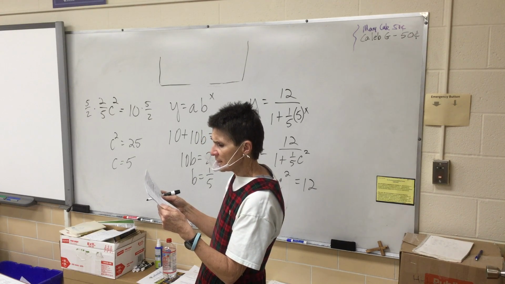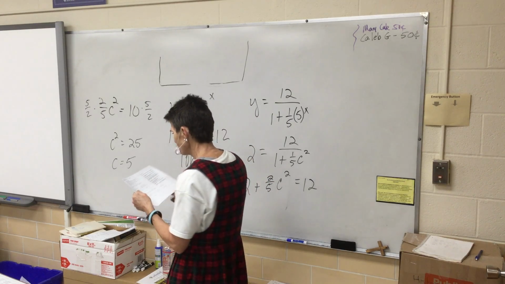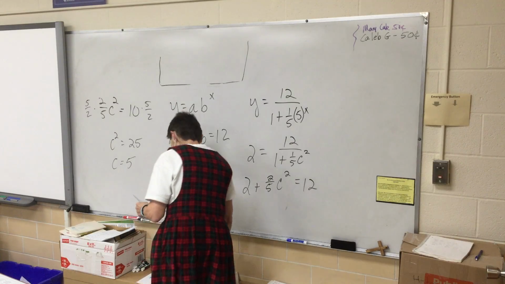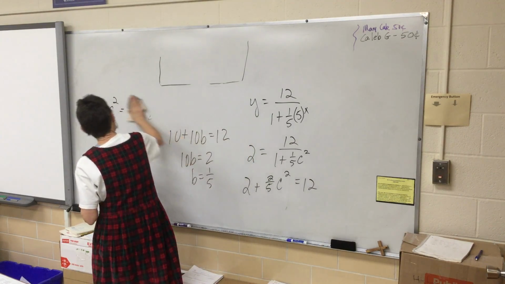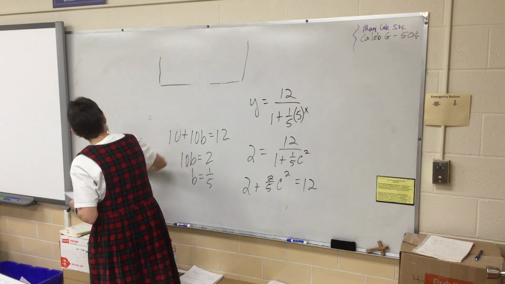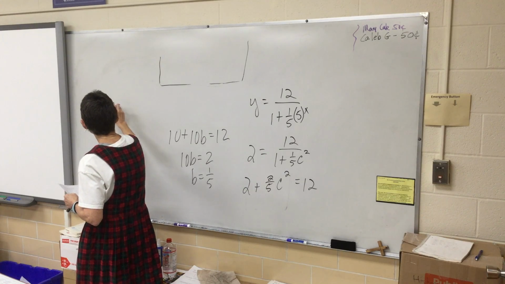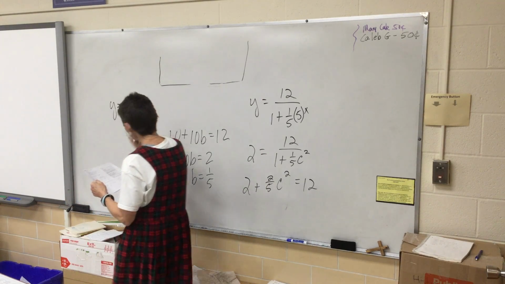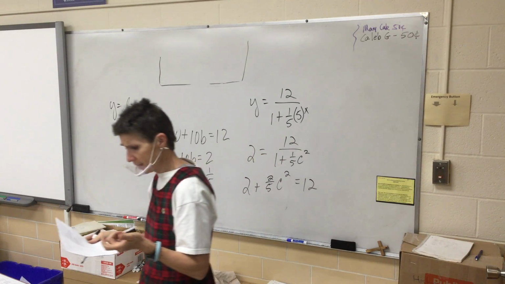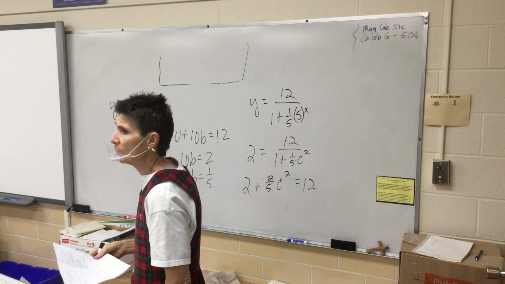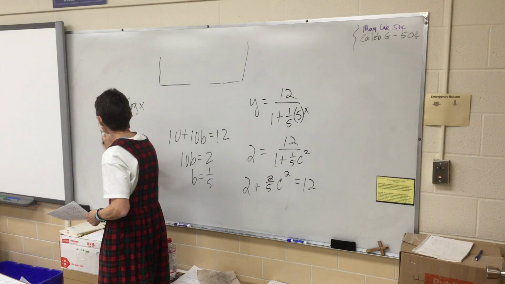Whoa, what's C? Write the equation of the logarithmic function that has been shifted 4 units left and 3 units up from y equals log x. So your BFF is y equals log x. What would you have to do to the equation to shift it 4 units left and 3 units up? What would that look like? Y equals what?